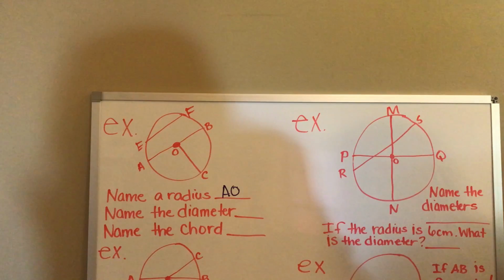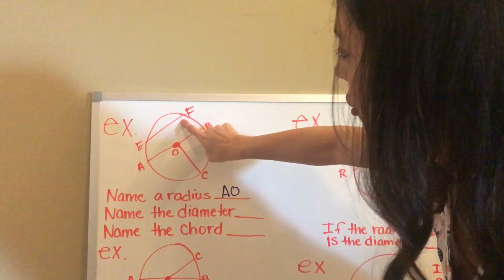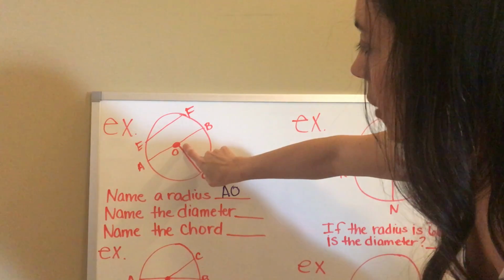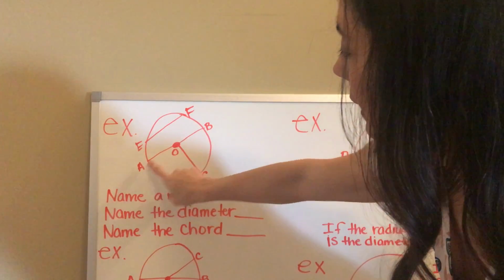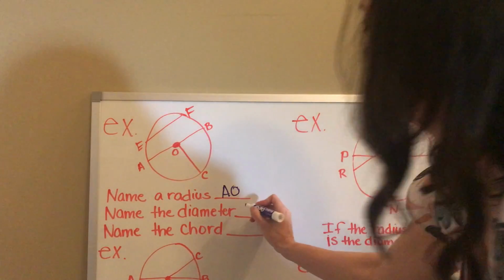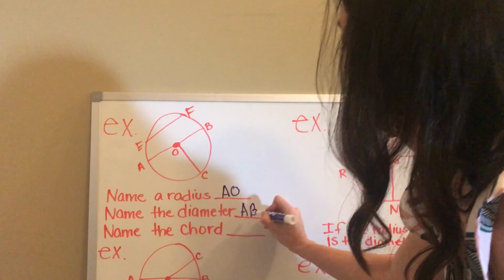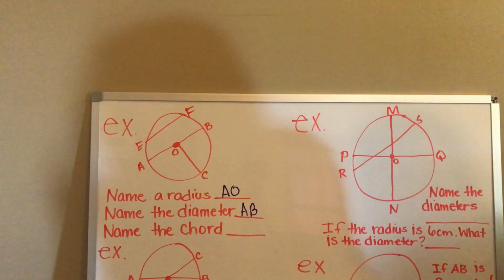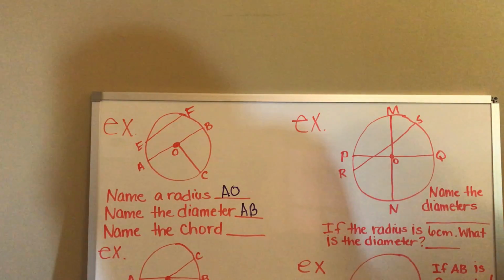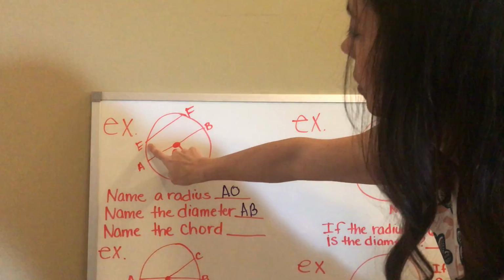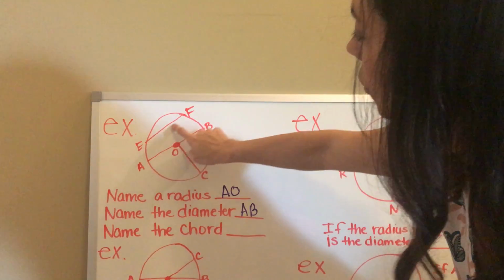The next one says name the diameter, and I remember from my definitions, the diameter has to go from one edge to the other edge, but has to go through that center. This one goes from one edge to the other, but it does not go through that middle. So it's going to be AB. The next one is name the chord, and remember that's the one that doesn't go through that center, EF. So here's our chord right there.